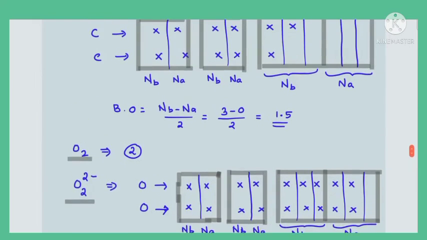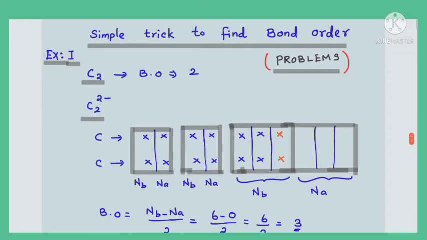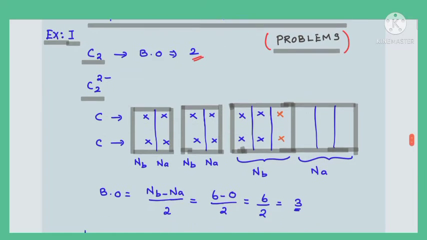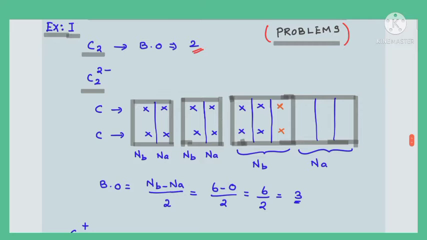First let us calculate the bond order of these species. The bond order of the carbon molecule we have already discussed in the previous video. If you watch the previous video, you can understand how the bond order of the carbon molecule is 2. Now let us go for C2 2 minus, a carbon molecule with 2 extra electrons.